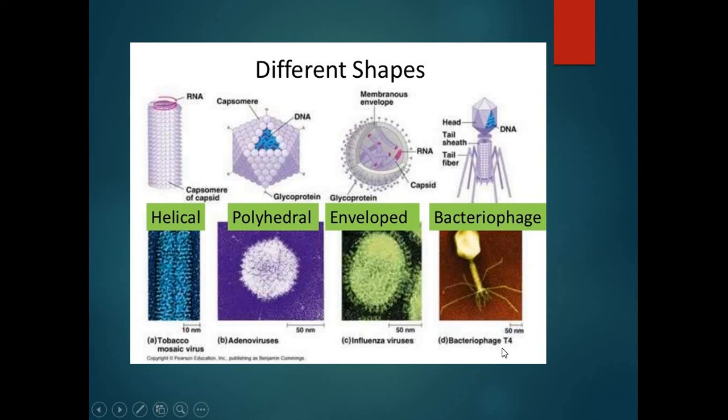Here you can see the bacteriophage T4. The diameter of this bacteriophage is 50 nanometers, and it has a head, tail sheath, and tail fibers. The head contains DNA, the genetic material, and the tail sheath and tail fibers help the virus attach to the host as well as penetrate its genetic material into the host.